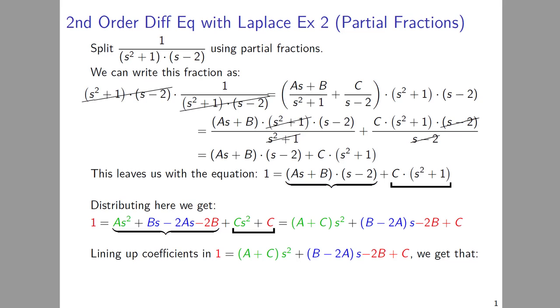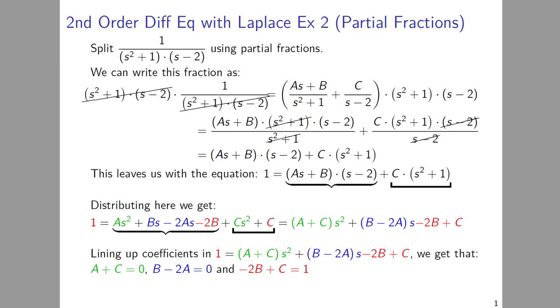And lining up coefficients in each power of s from the equation 1 equals (a plus c)s squared plus (b minus 2a)s plus (minus 2b plus c) gives us that a plus c is 0, since our coefficient of s squared on the left is 0 and our coefficient of s squared on the right is a plus c. b minus 2a equals 0, since the coefficient of s on the left is 0 and the coefficient of s on the right is b minus 2a. And finally, negative 2b plus c equals 1 by lining up the constants on both sides.